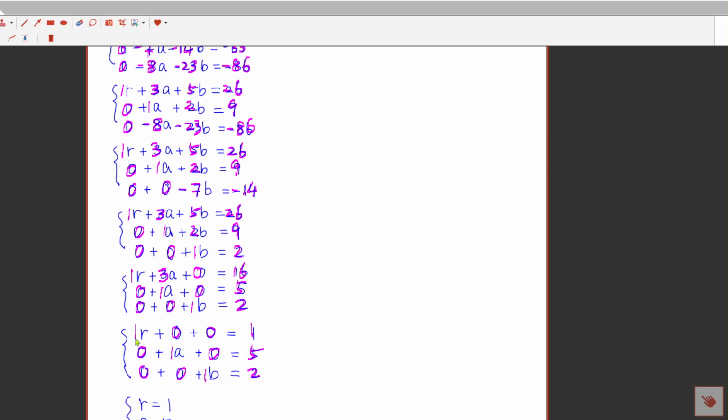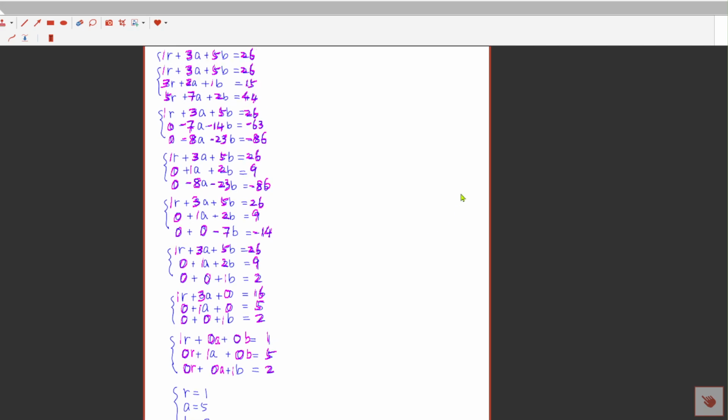Also note that the three coefficients correspond to the three variables in order, which is R, A, and B, right? R, A, and B, R, A, and B as well, for each of the system of three linear equations. So according to the last step, when you have a system like this, you can easily read the solution, which is R equals 1, A equals 5, and B equals 2, right? So as you can see here, all we care about are the coefficients together with the constants.